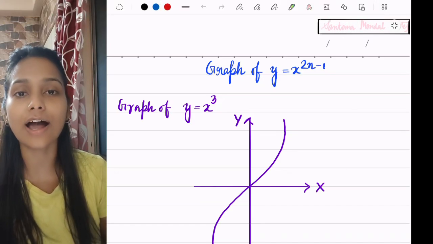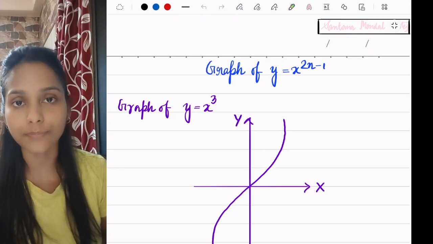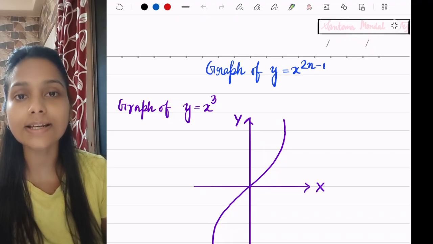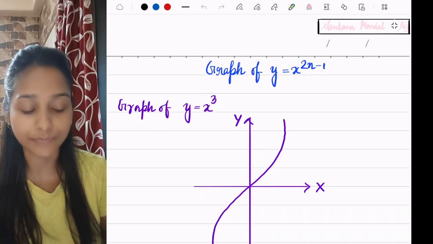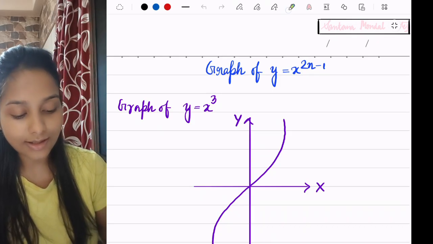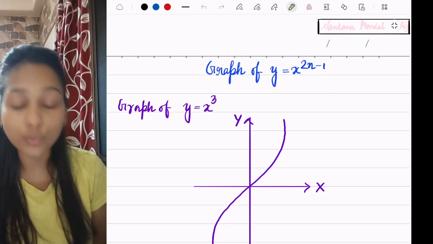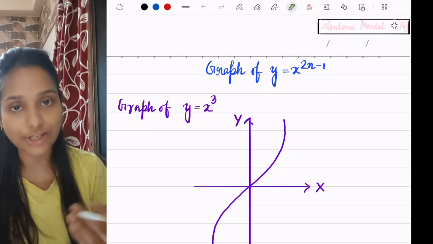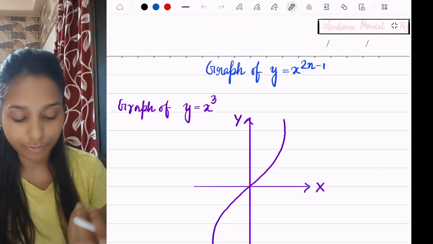In the last video, I discussed the function y equals x power 2n. In this video, I'll be discussing the function y equals x power 2n minus 1. So it is again this function y equals x power 2n minus 1. This is again an algebraic function. Specifically, it is a polynomial type of function.